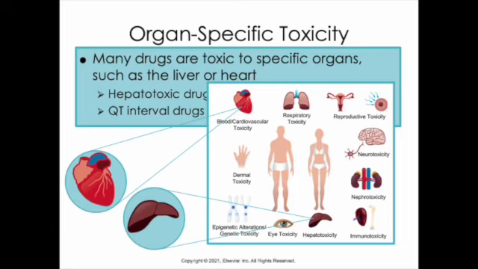Doxorubicin is a drug that can cause heart disease; it directly injures the heart. This is an anti-cancer drug. Amiodarone is a drug that we give to patients with dysrhythmias. This can injure the lungs. There are also some antibiotics that can cause lung scarring as well.